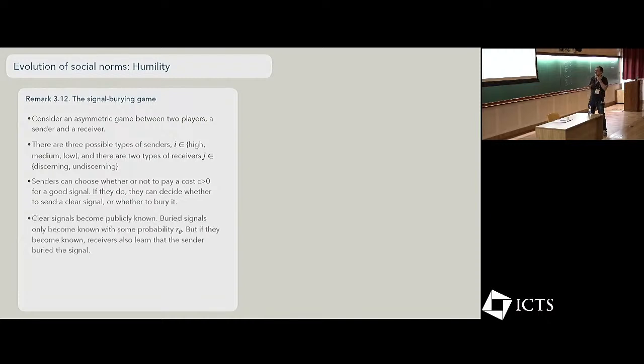It means that if I don't bury a signal, if I send a clear signal, everyone will learn it. But if I bury a signal, it will only become known with some probability R. So with some probability R, you might learn anyway, oh, by the way, this person actually did this good thing but decided not to reveal it. And with probability 1 minus R, it looks to you as if I had done nothing. So with probability 1 minus R, you would think that this person didn't even donate to a charity.